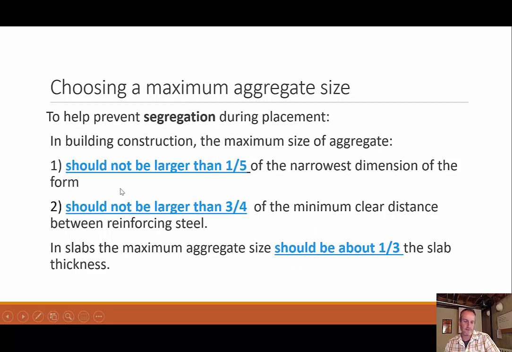So here's some general rules of thumb: aggregate should not be larger than 1/5 the narrowest dimension of the form, and should not be larger than 3/4 the minimum clear distance between reinforcing steel. So those are some guidelines for how big your aggregate could be.